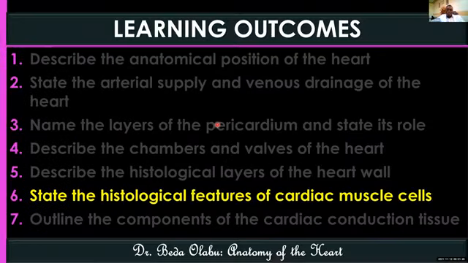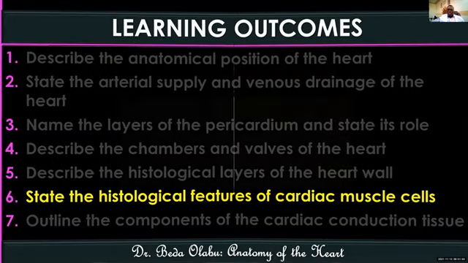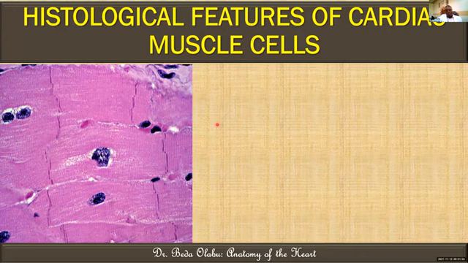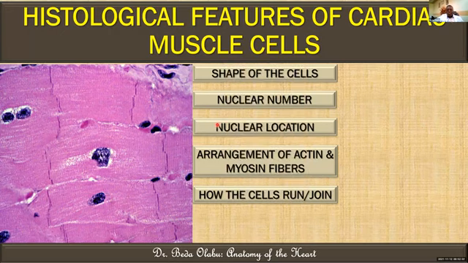Okay, now let's review histological features of cardiac muscle cells. This one, you most likely have also already done. If you remember, we talked about histological organization of muscle tissue, and cardiac muscle is one of them. In that lecture, we said, if you want to look at histological features of muscle, there are some 5 parameters that you need to check. The first one is the shape of the cells.